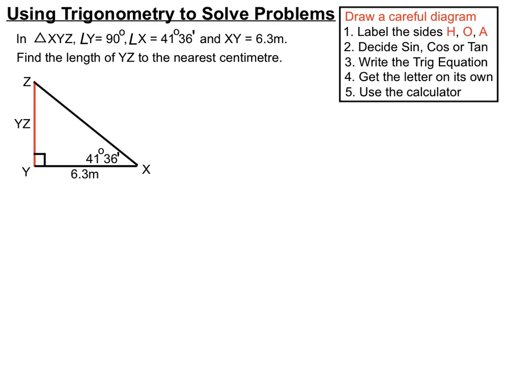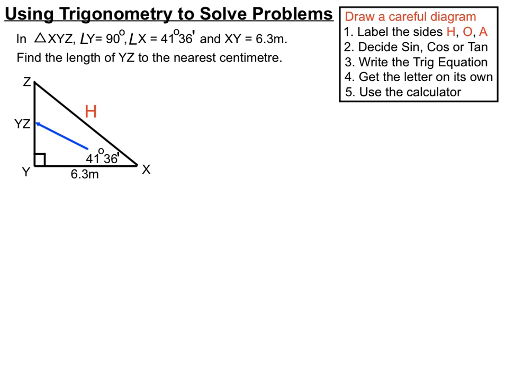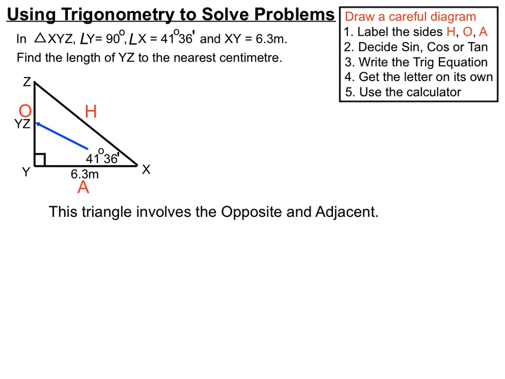Step one of the actual steps of the solution is to label the sides. We'll start with the hypotenuse. The hypotenuse is the longest side, so we'll pop that there. The opposite is on the opposite side of the triangle to our angle, over there where YZ is. That'll be our opposite side. And the other one that we haven't used yet is the adjacent side, by elimination. Next step is to decide whether we use sine, cos or tan.